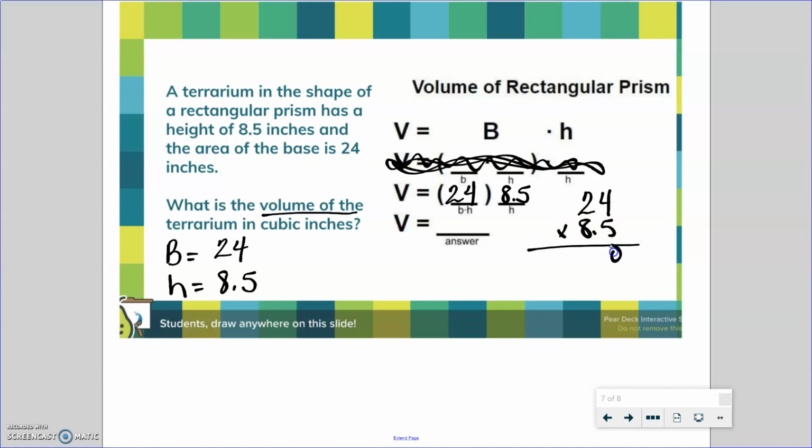5 times 4 is 20. 10 plus 2 is 12. I add a 0. And then I do 8 times 4, which gives us 32. Cross that, have your 3, 16, 17, 18, 19. Okay. Then you add 0, 4, 10, and then 2. We have one number behind the decimal. So we have 204 cubic inches. 204 cubic inches is our answer.